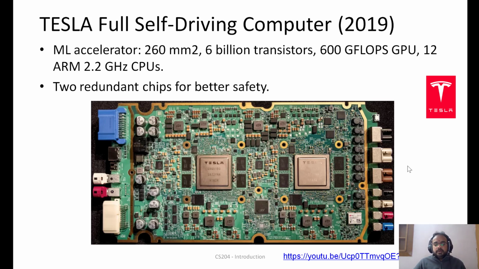But make sure that the humans sitting in the car are still safe and reach the destination. And each of these chips, if you look at it, are machine learning accelerators. We have 6 billion transistors in each of them, and we are going to look at these GFLOPS, what that means, etc. So we have a GPU along with 12 ARM CPU chips with it. We are going to look at what GPU and CPU are also.